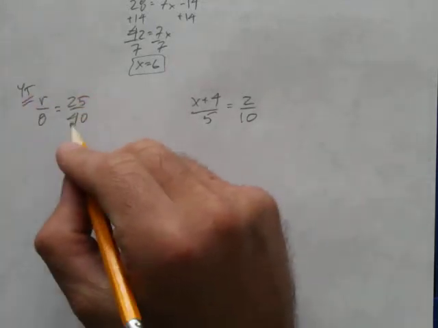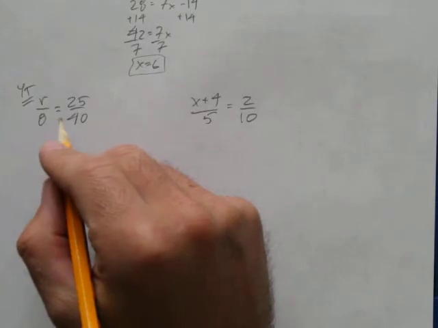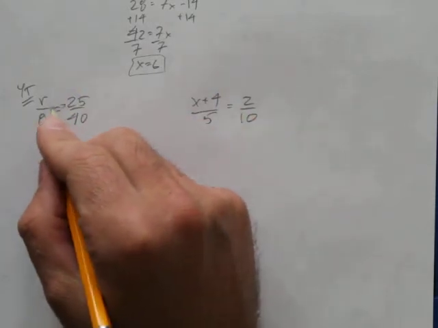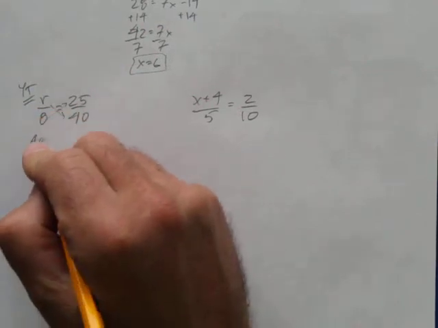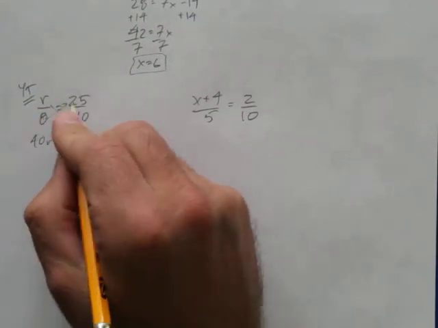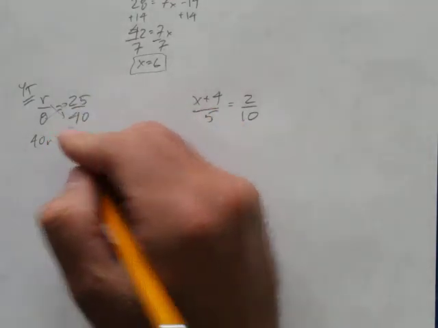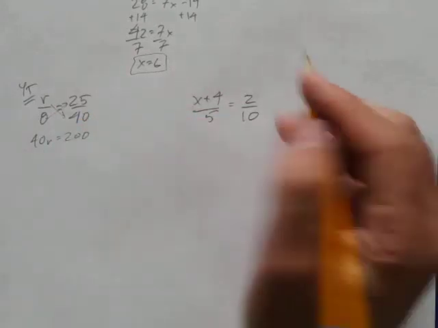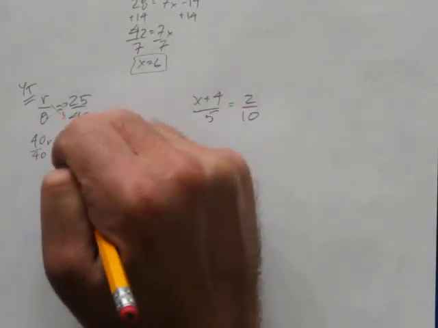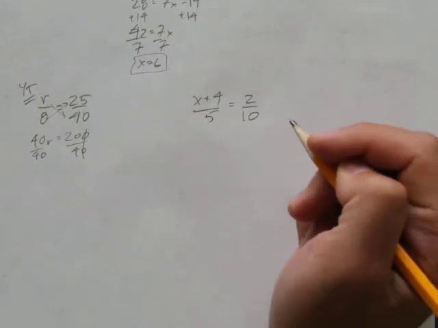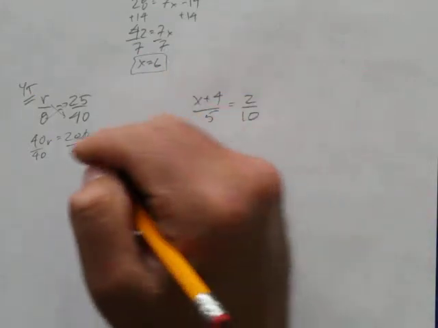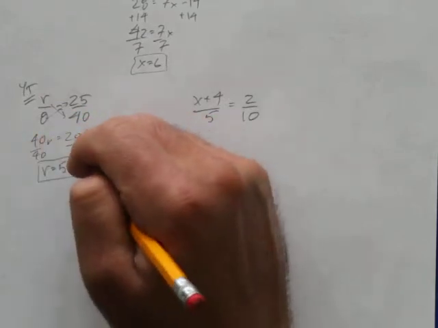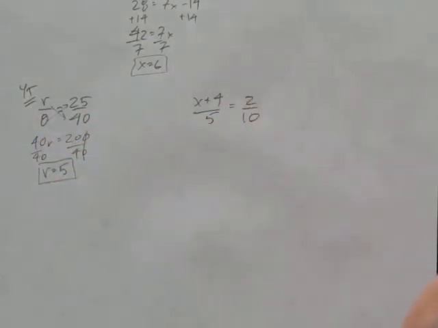All right, let's do this one first. Let's do this one the cross products way. So I can multiply like that, multiply like that. 40 times r equals 8 times 25. 8 times 25, I don't want to do that kind of math. 8 times 25 is 200. Divide by 40, divide by 40. So I can take those zeros away. I can divide by 10, and then I end up with r equals 20 divided by 4, which is 5. Or 200 divided by 40 is 5, either way.